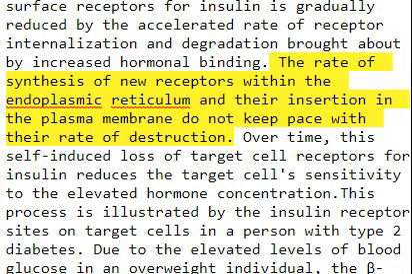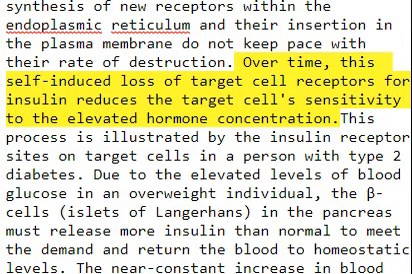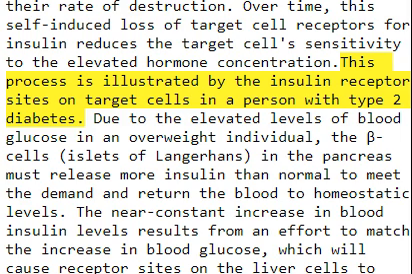The rate of synthesis of new receptors within the endoplasmic reticulum and their insertion in the plasma membrane do not keep pace with their rate of destruction. Over time, this self-induced loss of target cell receptors for insulin reduces the target cell sensitivity to the elevated hormone concentration. This process is illustrated by the insulin receptor sites on target cells in a person with type 2 diabetes.